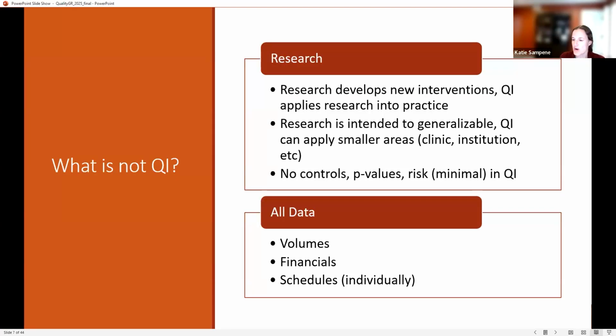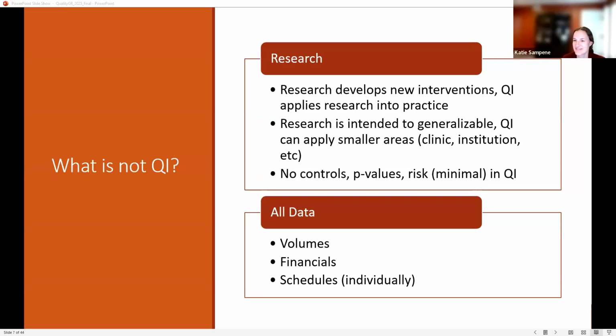So we just wanted to review what QI is not, and to kind of give us a little background on those differences between research and quality improvement. Essentially research is developing new interventions, new data, and new things for the medical world and healthcare, whereas QI generally is putting that research into practice. So taking what is known and vetted and best practice and implementing that into your clinical practice and the care that you deliver. So research is intended to be generalizable in a great research study to everybody.